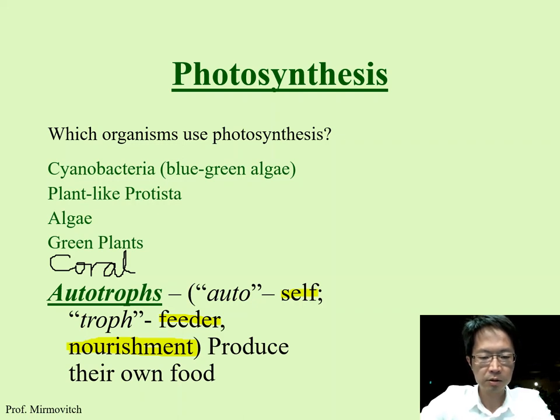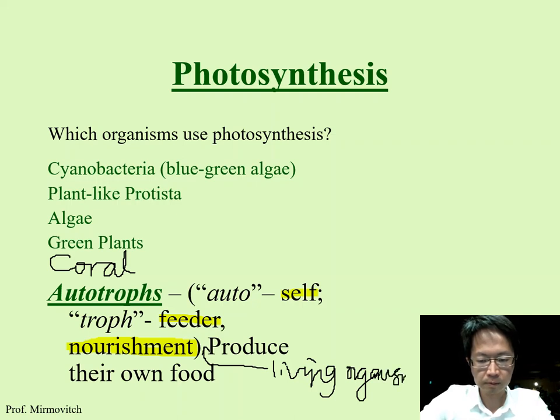There's no way I can fit it in. Well, let's put it here. So living organisms produce their own food. Usually, in order for living organisms to produce their own food, they need chloroplasts, because only photosynthesis is the process that can produce food.